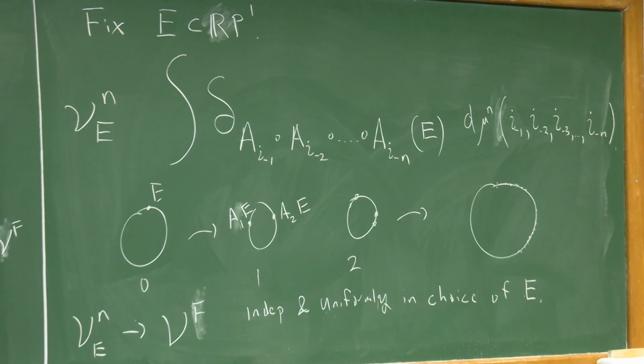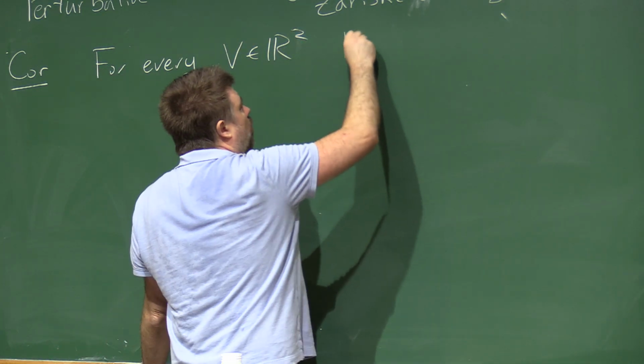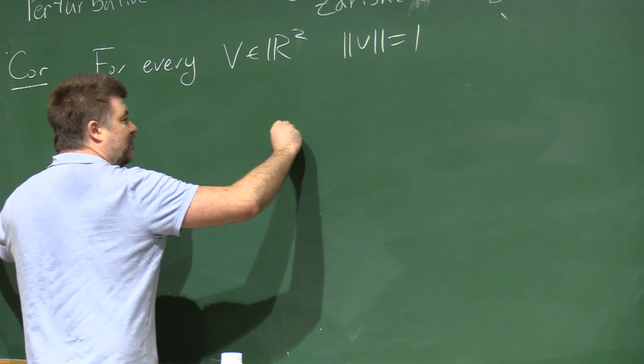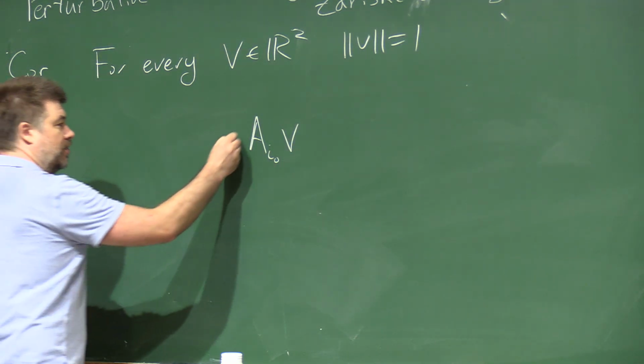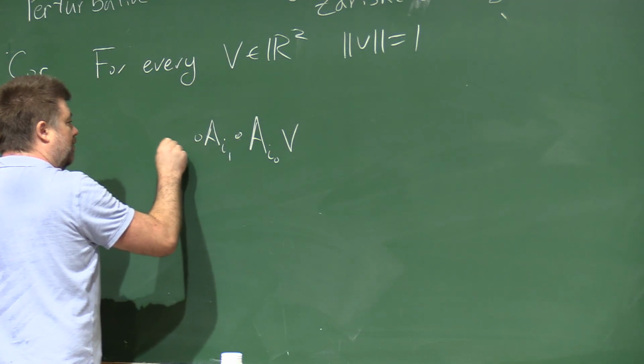And sort of a corollary of this is some sort of finite time version of hyperbolicity. It says for every vector v in R2 with norm 1, I take my vector and I start applying random matrices to it. And I'll do n of them.